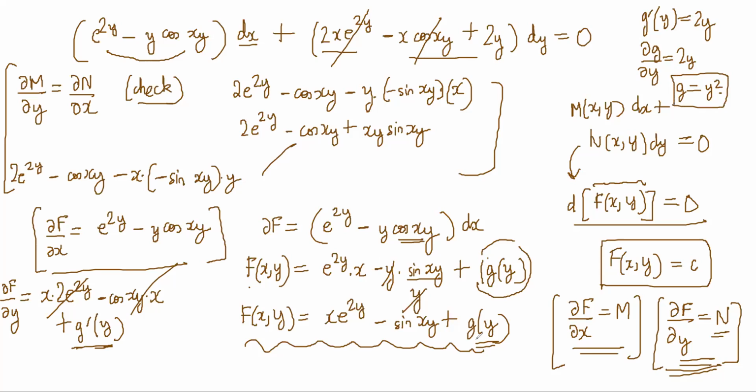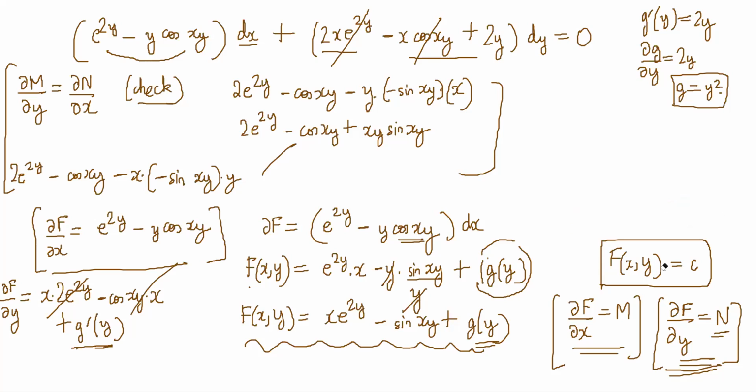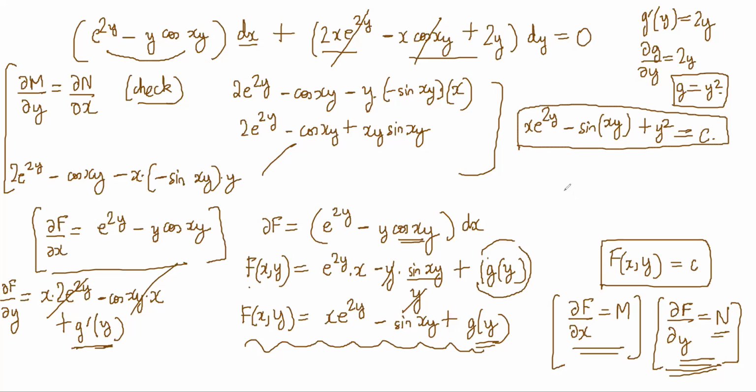Now I can put that here, right? So now I will get my equation as, okay, I'll rub off some stuff here. Now I can write my answer as f of xy is equal to c was the solution, no? So I'll write the solution like that: x e power 2y minus sine xy plus y square is equal to c is the solution, right? So not very difficult.